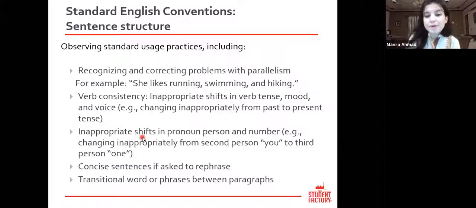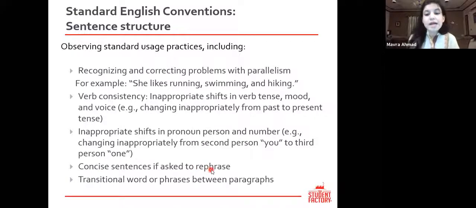Next, inappropriate shifts in pronoun person and number. Example, changing inappropriately from second person you to third person one. This is very important कि हम अगर pronouns use कर रहे हैं in a sentence और उस sentence में subject सिर्फ one है, so we cannot quickly change from one subject to a number of subjects, or we could not change inappropriately from second person to third person, right? So this is very important that you stay consistent with the pronoun structure and also with the number of the nouns, right?